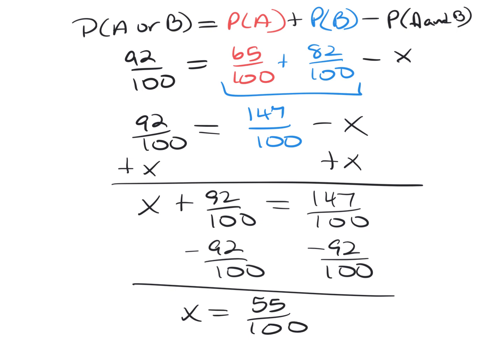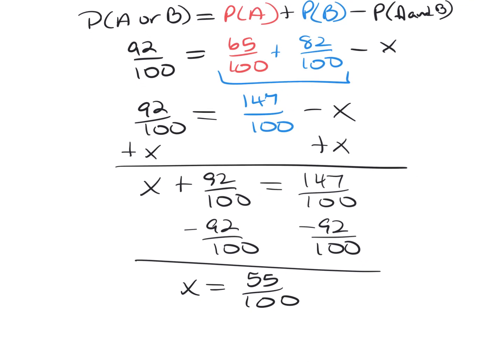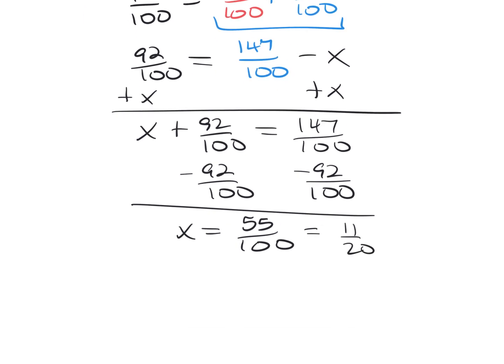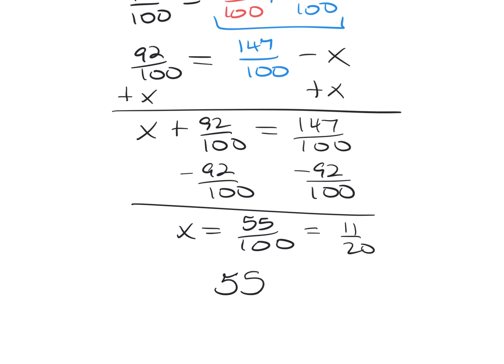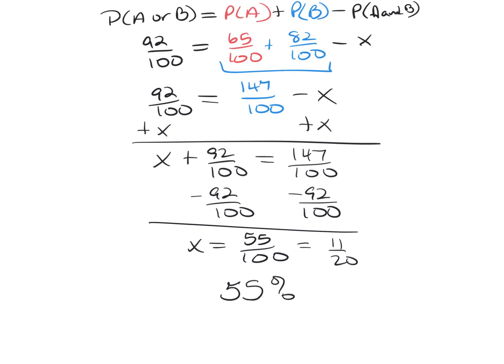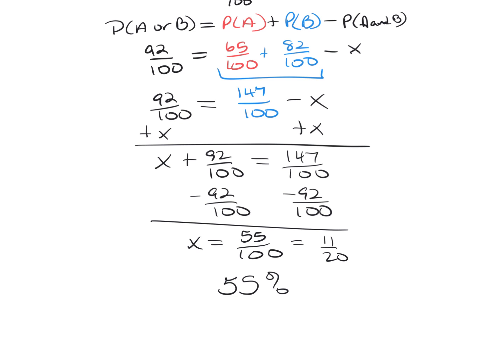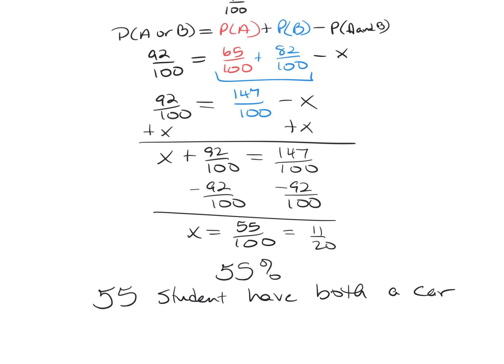As a simplified fraction, I can divide these both by 5, and this ends up being 11 over 20. So this would be the simplified fraction. However, as a percent, 55%. Or if they just ask you to answer the word problem, you would have said 55 students have both a car and a computer.